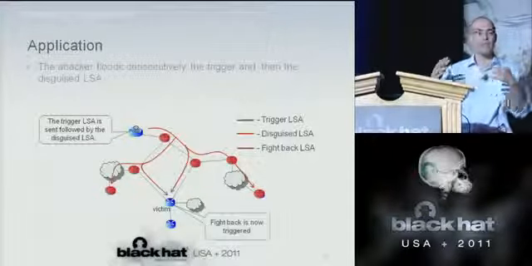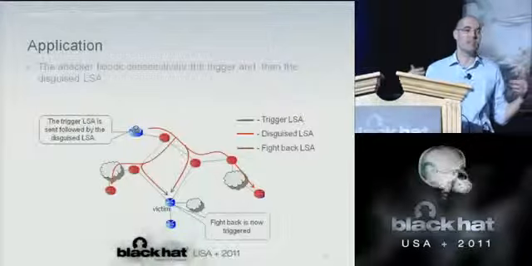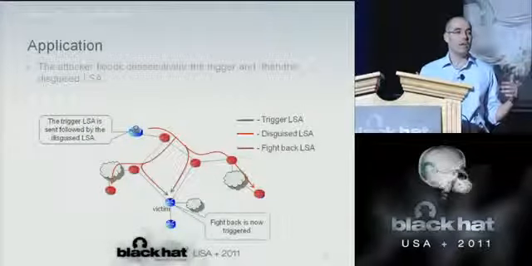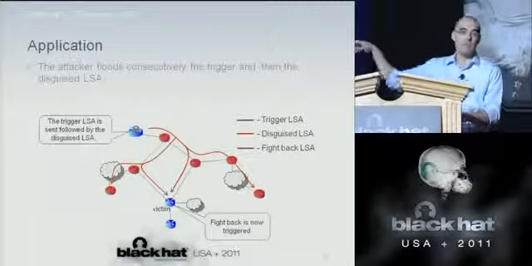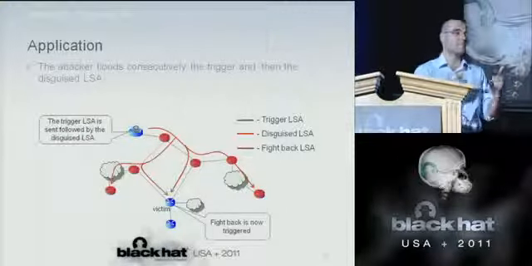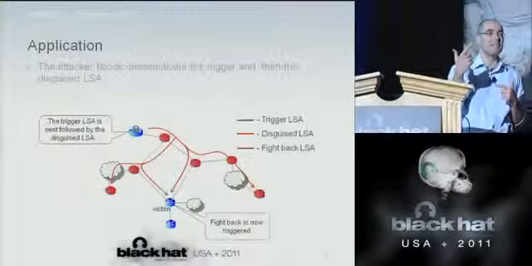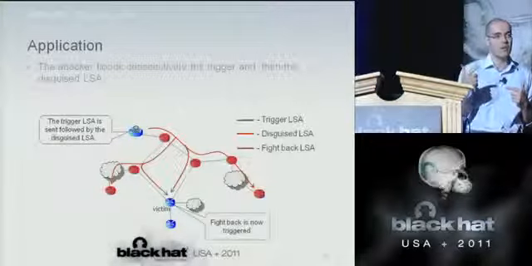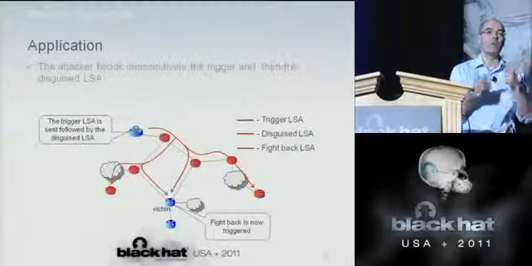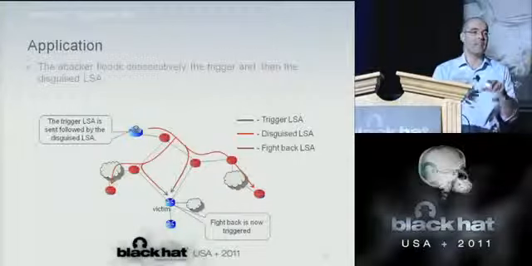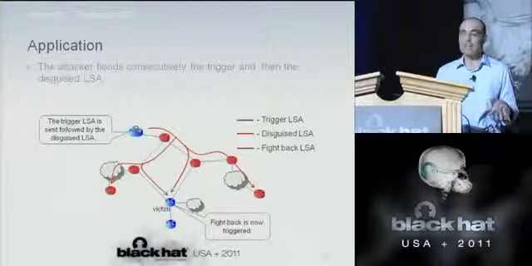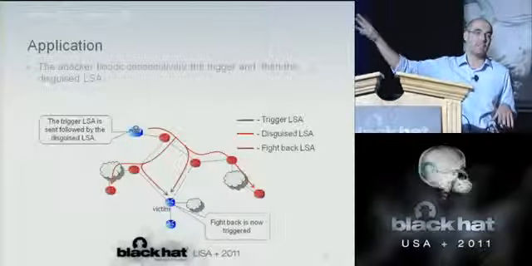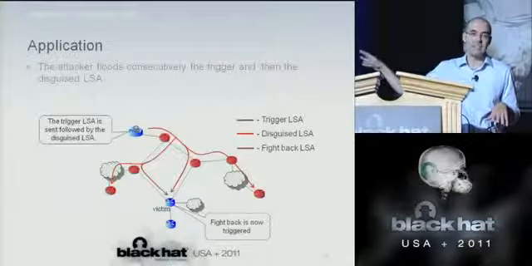As the trigger makes its way flooded throughout the network, the trigger is installed in the database of each and every router. After it comes the disguised LSA, because it has a higher sequence number. The disguised LSA will run over the trigger LSA, and it will also be installed in the router's database. All the red routers you see here actually installed the disguised LSA.